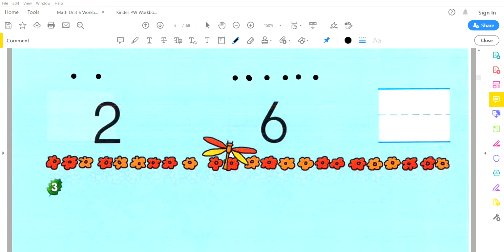I could also count by 1, starting at the first dot and moving all the way to the last one. 1, 2, 3, 4, 5, 6, 7, 8. There are still 8 in all. Please write an 8 on the handwriting line.